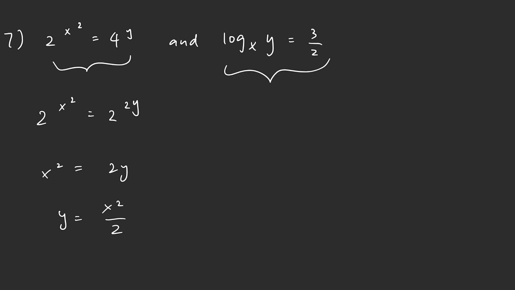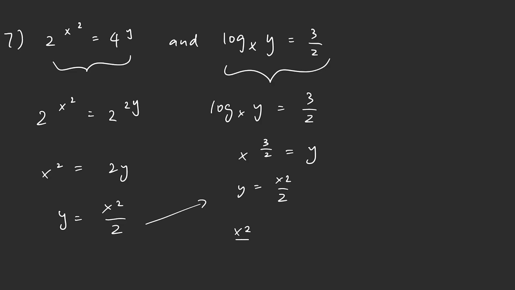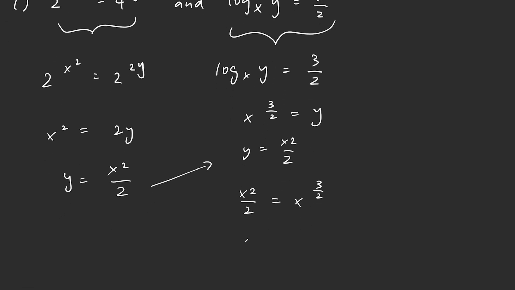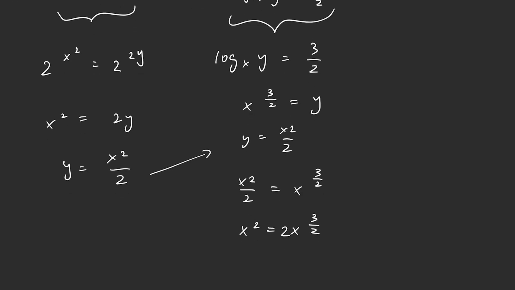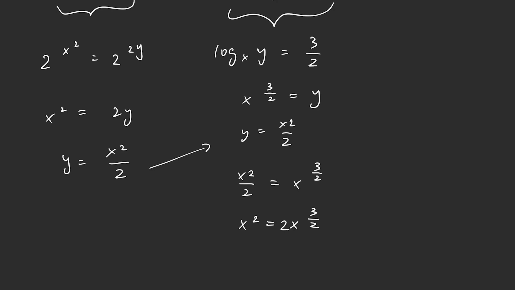If log base x of y is 3 over 2, then x to the power of 3 over 2 is equal to y. And remember that y is equal to x squared over 2, so x squared over 2 is equal to x to the power of 3 over 2. Well, we multiply both sides by 2. X squared is 2 times x to the power of 3 over 2. So we can divide by x to the power of 3 over 2.